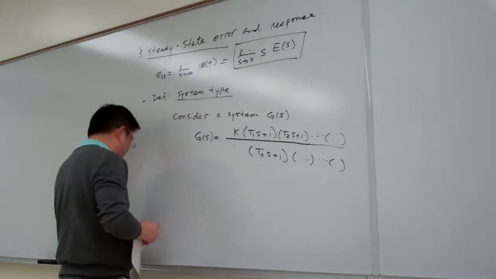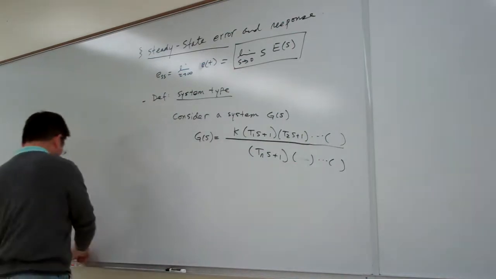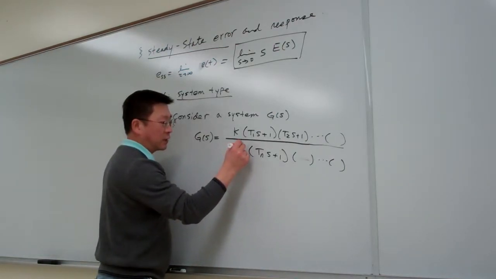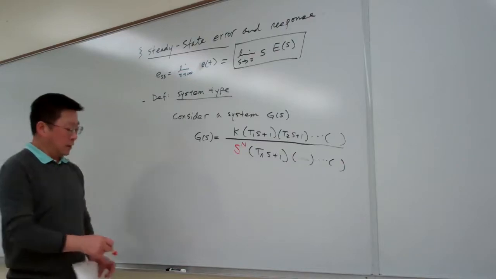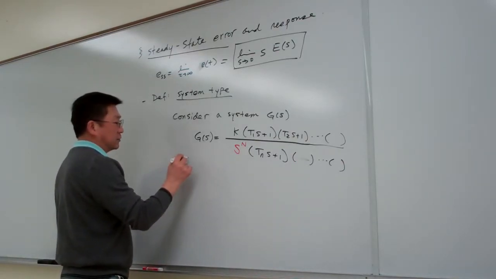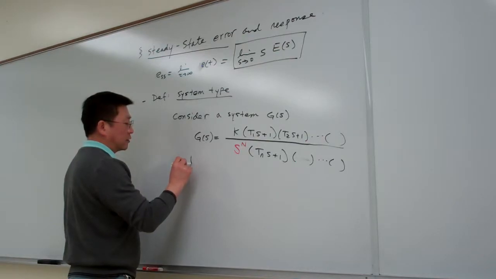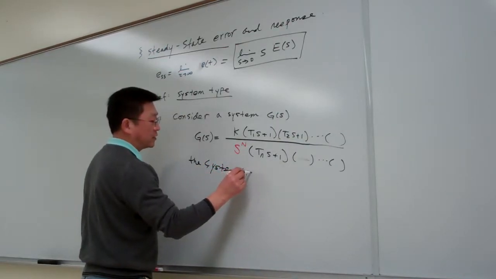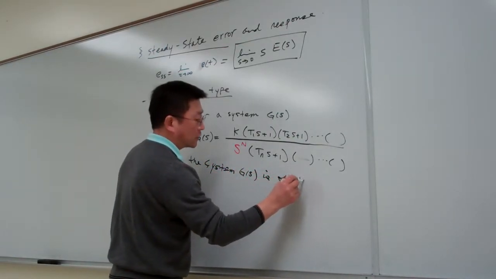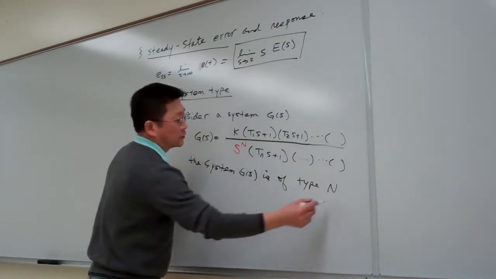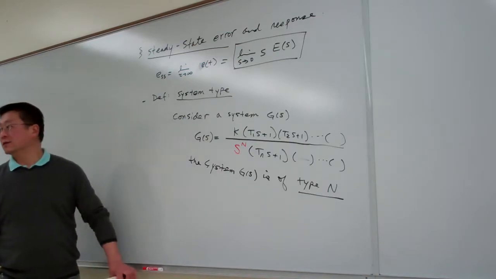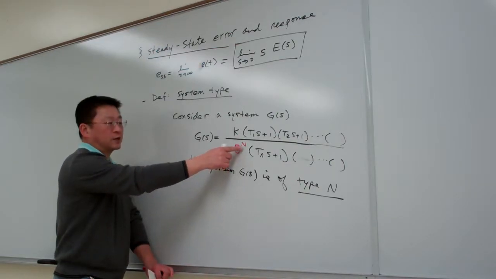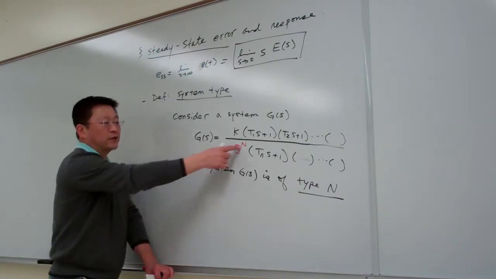In particular here, I want to have this. In the denominator, it also has a multiplication of a singular s to whatever the degree n. And so that means the system G(s) is of type n. So that is the definition of the system type. Simply you look into the denominator whether they have a multiplication of s to the n degree. If there's nothing, then basically n equals 0.